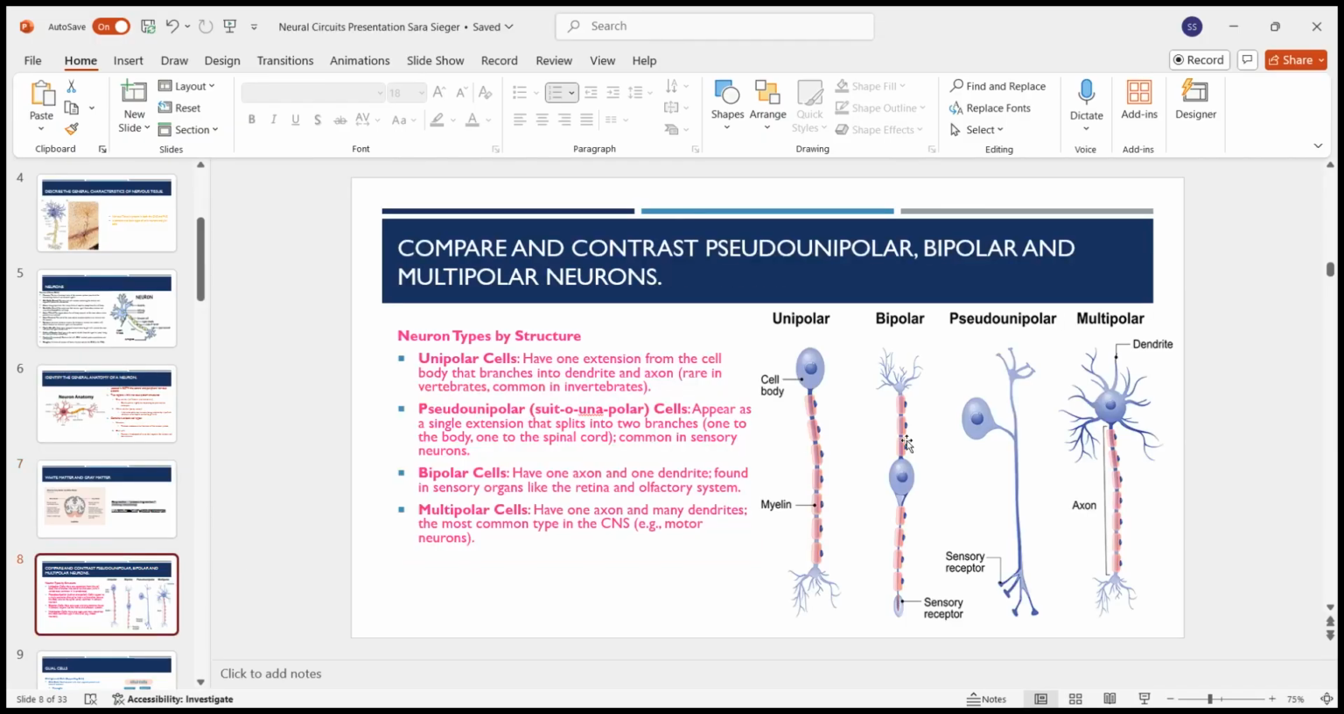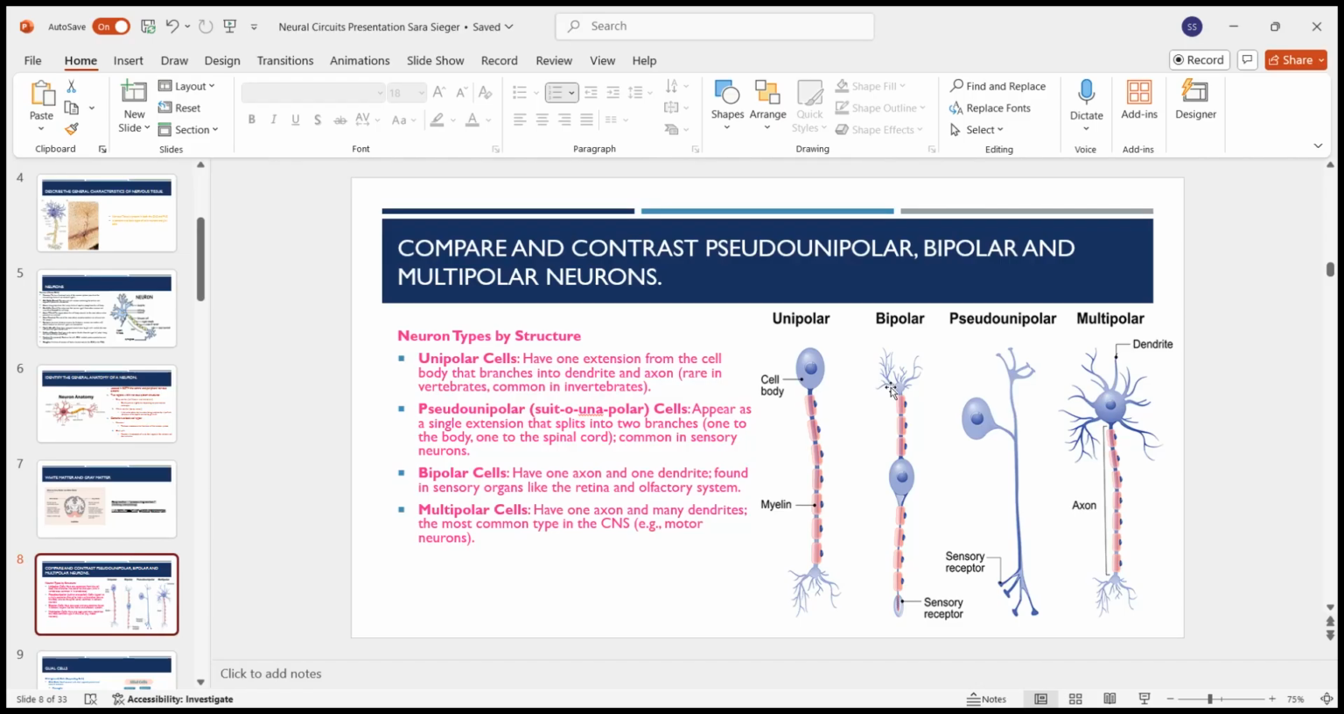Neurons are classified by their structure into pseudounipolar, bipolar, multipolar, and unipolar types. Pseudounipolar neurons have a single extension that splits into two branches, one connected to sensory receptors and the other leading to the spinal cord, making them specialized for transmitting sensory information like touch and pain.